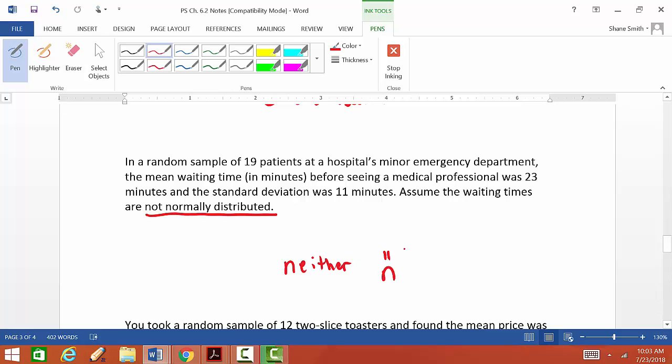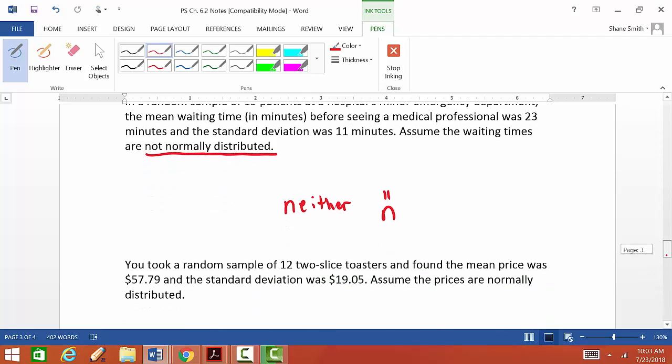Now, by the way, this last sentence is kind of a courtesy. If it doesn't say that the waiting times are normally distributed, even if this specifically says they're not, but even if it didn't say they're not, you can't assume they are. So you should still say neither, even if the last sentence wasn't here, because you can't assume those things. It has to tell you.